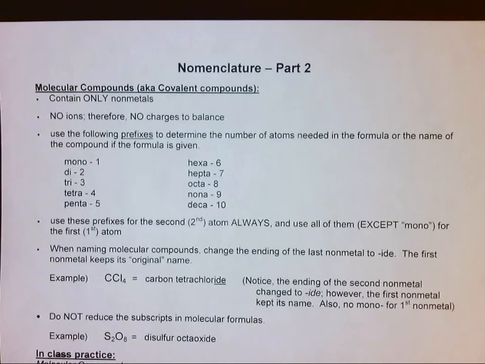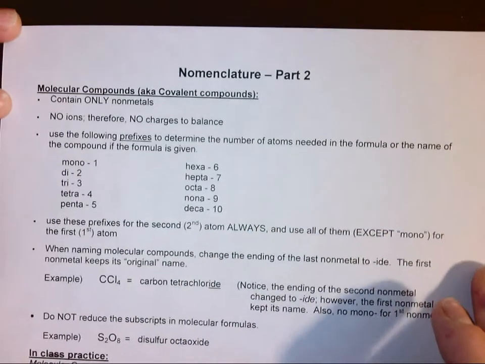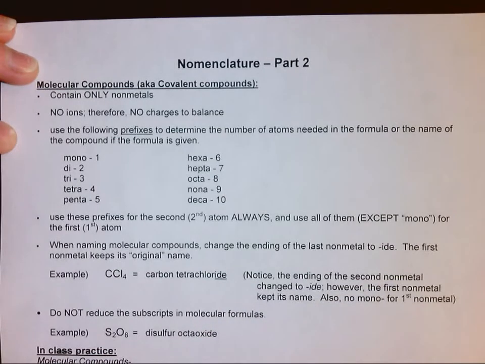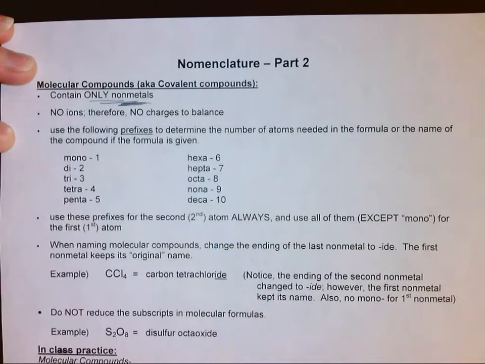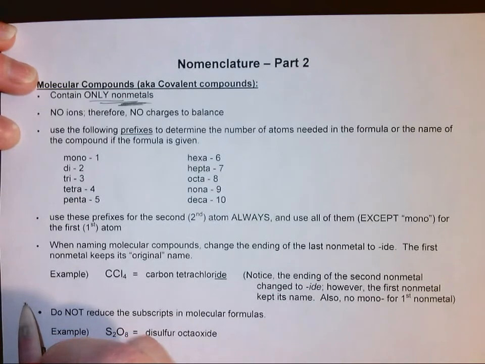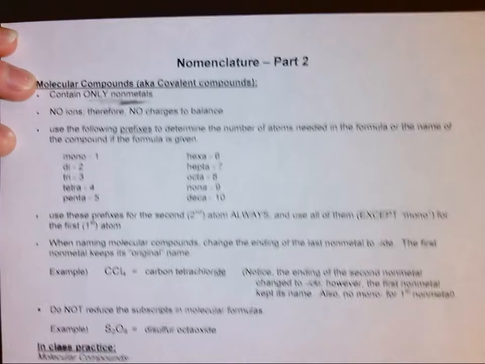Good morning. Nomenclature Part 2, Molecular Compounds. These are also called covalent compounds. The difference in molecular compounds and ionic compounds is that molecular compounds contain only nonmetals. Big difference, only nonmetals. No metals are present. How do you know you have a molecular compound? It only contains nonmetals. There are no ions, therefore there are no charges to balance.